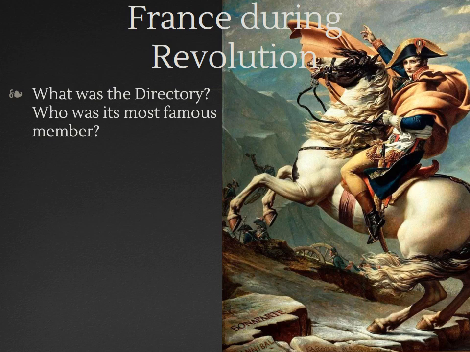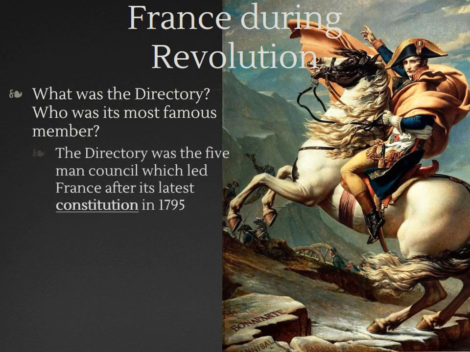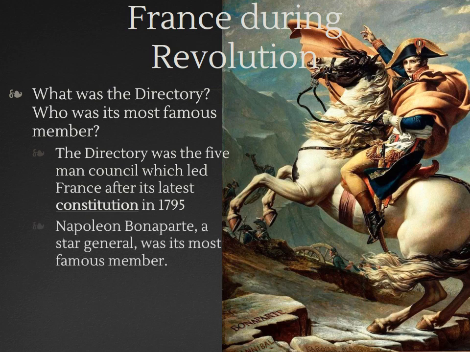The Directory was a council. So after the Committee of Public Safety is beheaded, we have the Directory, and they're kind of in charge of helping lead France, and it has a new constitution in 1795, and the Directory tries to follow this constitution, and its most famous member is Napoleon Bonaparte, who is a famous general, so he's been successful in warfare, and he eventually becomes Emperor of France.